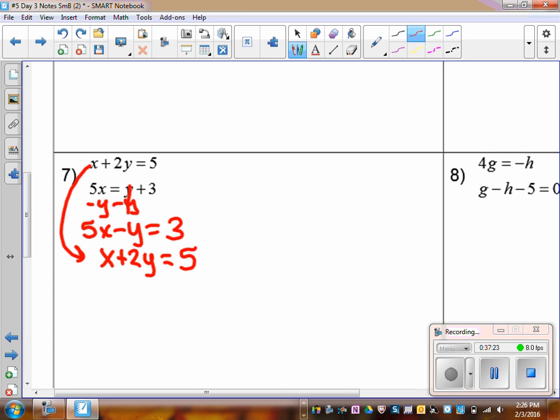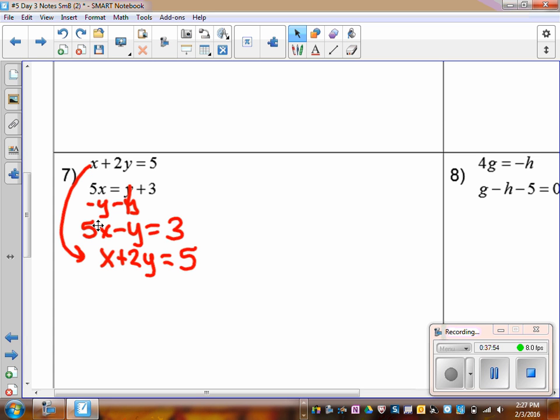Now let's take a look at the setup for 8. I want to make sure we get this right. Do you want to do the first one? Yeah, so I went ahead, I wanted to show you how to get this lined up correctly. I need to move my y over, so I subtracted y from both sides. So I have 5x minus y equals 3. And then I just rewrote the top equation, so that now it's lined up: x's, y's, constants.